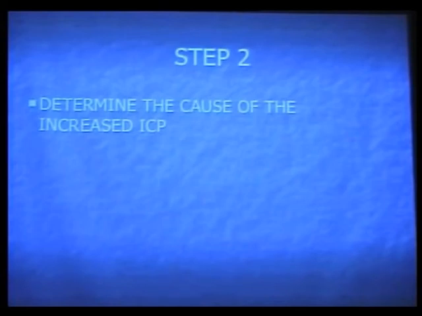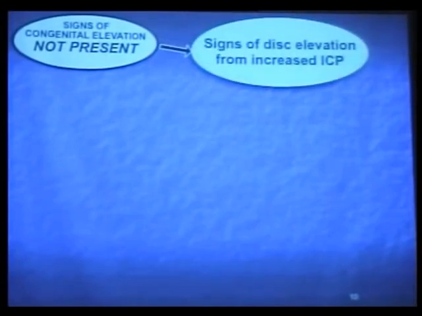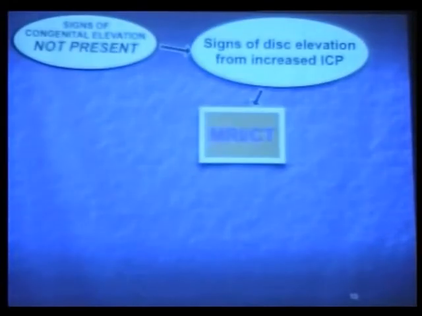Step two, if it's not a congenitally anomalous disc or pseudopapilledema, what is the cause of the increased intracranial pressure or papilledema? So you have signs of congenitally anomalous discs not present. So now you want to look for signs that papilledema is present and that the swollen disc that's acquired is due to increased intracranial pressure.